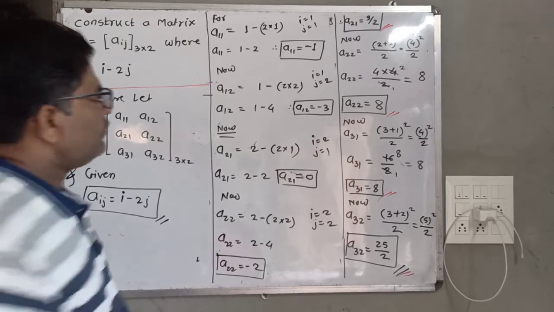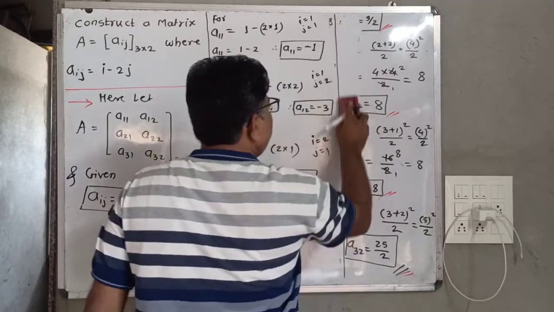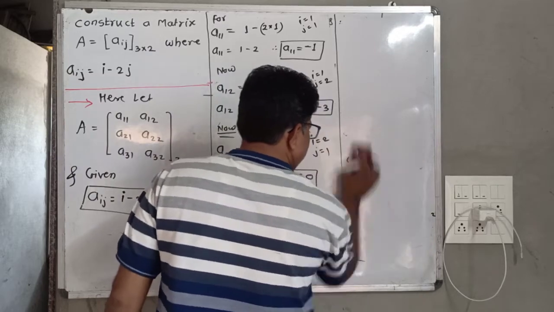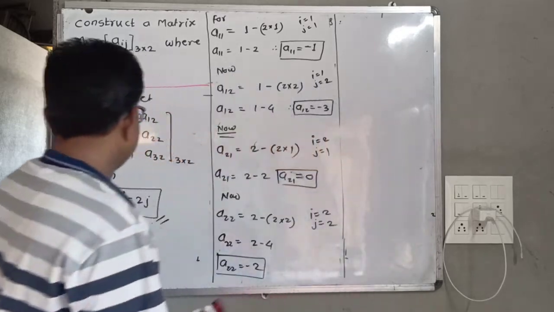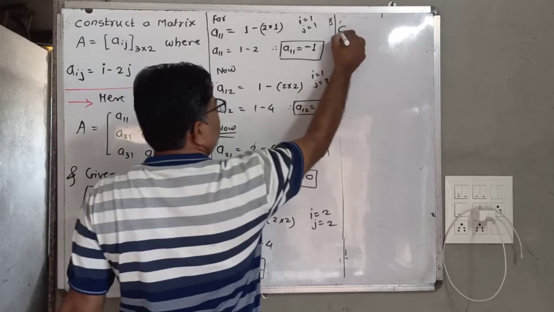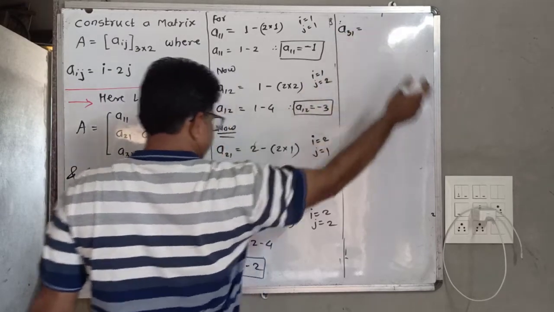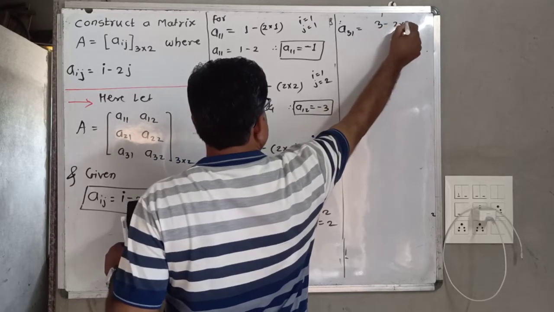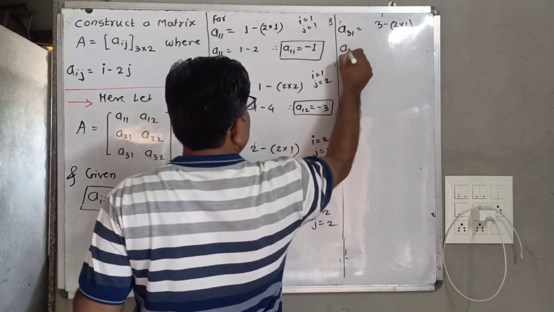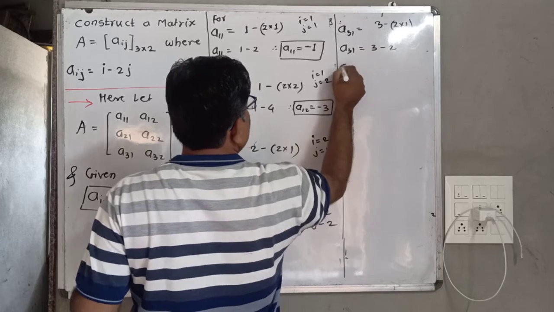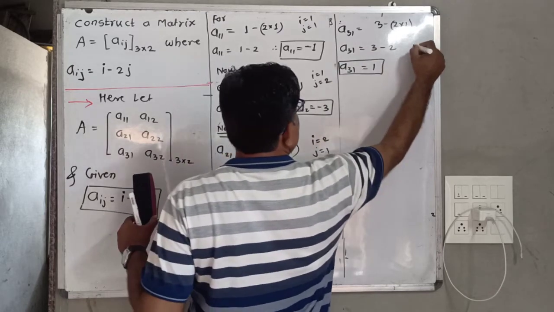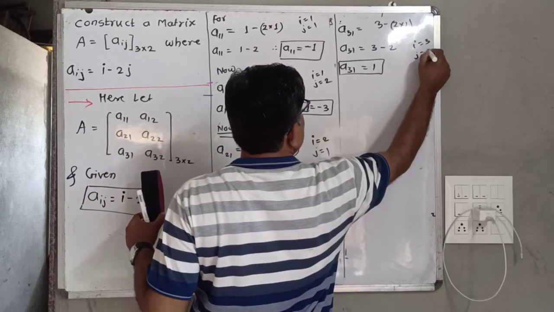Now A22, now A31 equal to 3 minus 2 multiplied by 1. A31 equal to 3 minus 2. A31 equal to 1. Here i equal to 3 and j equal to 1.